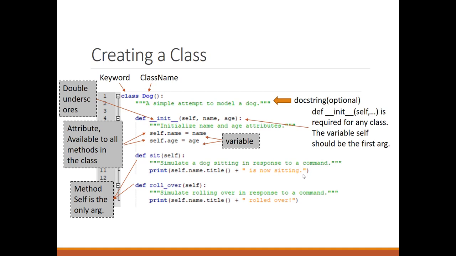The same thing can happen for the next method that we have. So the only argument that we have for all the functions, for all the methods inside of the class, is just self. Remember, this one is required, the first one is required. It doesn't matter what kind of function you are defining or what kind of class you are defining, you have to use the init.